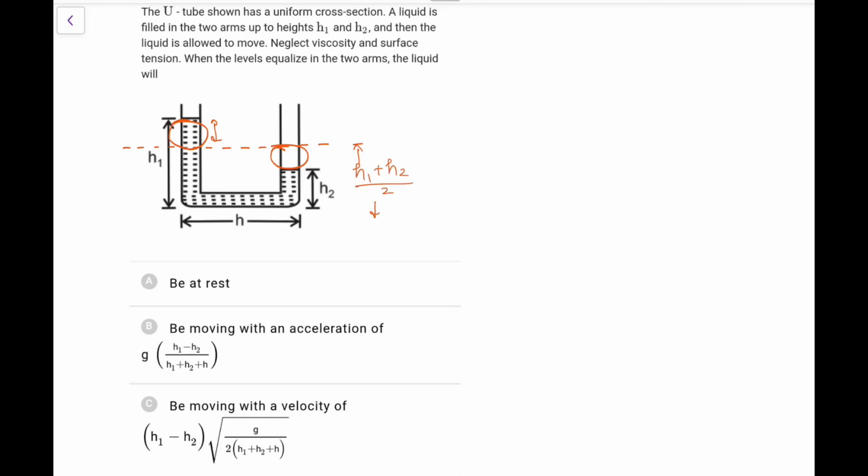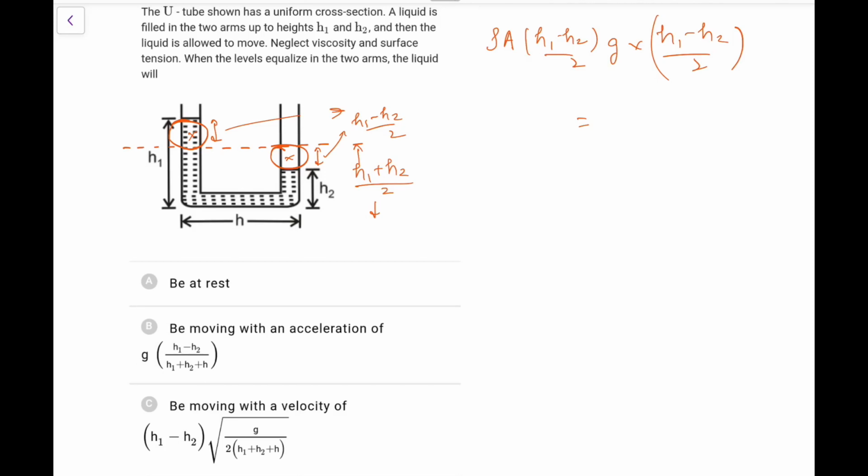So what is this gap? This gap is h1 plus h2 minus h2, that is equal to h1 minus h2 by 2. So this gap is (h1 minus h2)/2. This will be the same. So what is the mass enclosed in it? Rho A into (h1 minus h2)/2. This is the mass enclosed. This g into height, this cm to this cm, again height will also be the same, (h1 minus h2)/2.